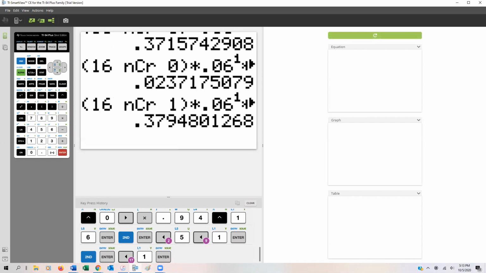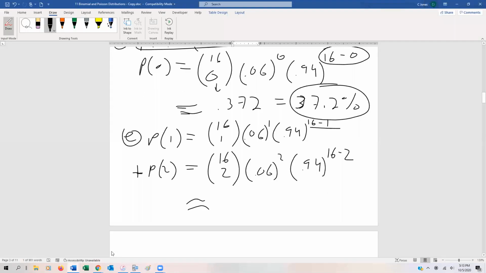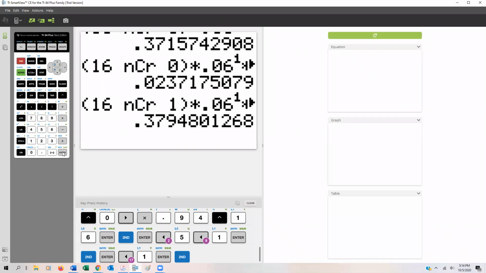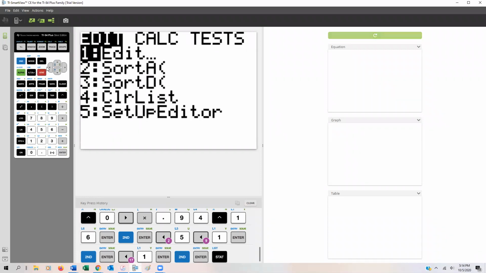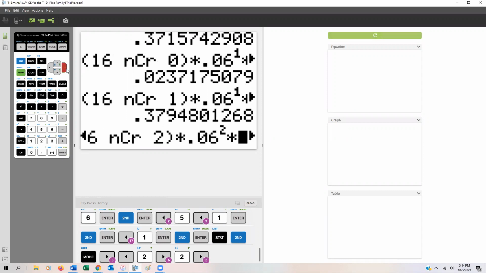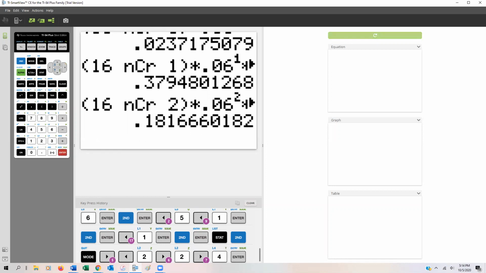All right, so we get 0.379. Right, so this is going to be 0.379 plus. So we're going to do the exact same thing. We're going to plug in 2. So second enter. So now instead of 15, 16 minus 2. Oh, let's go back. So we're going to change all these to 2s. Right, so this is going to be 16 combination 2. And then 0.06 to the second. And instead of 15, we're going to make that 14. And we hit enter. All right, so 0.182.